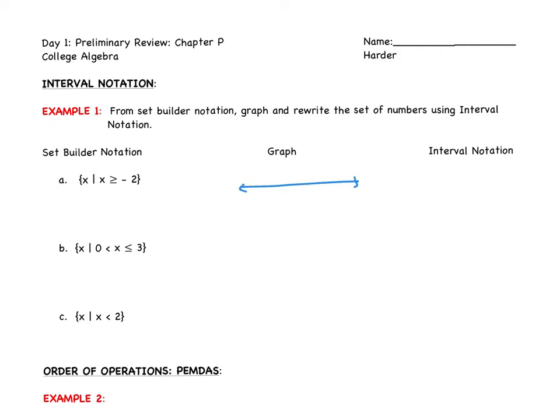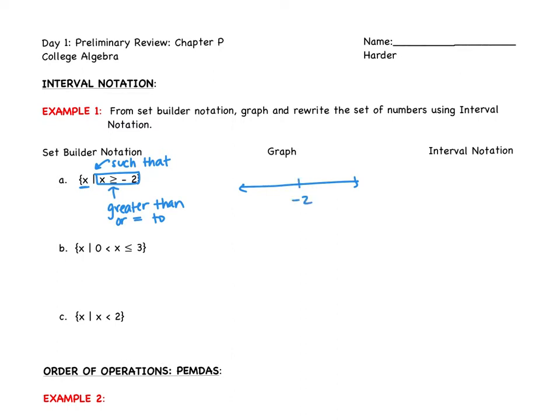This is how to read this set builder notation. This is read as x. This bar is such that. So this is x such that. This is what's important. That's what we're graphing. That sign is greater than or equal to. So again, this is x such that x is greater than or equal to -2.